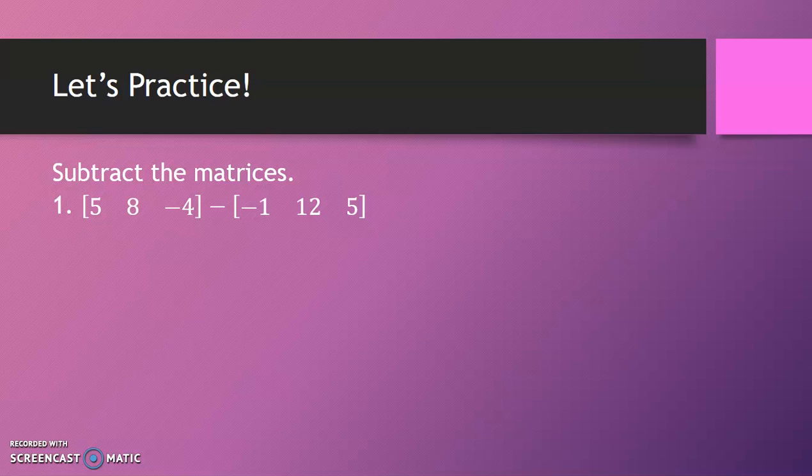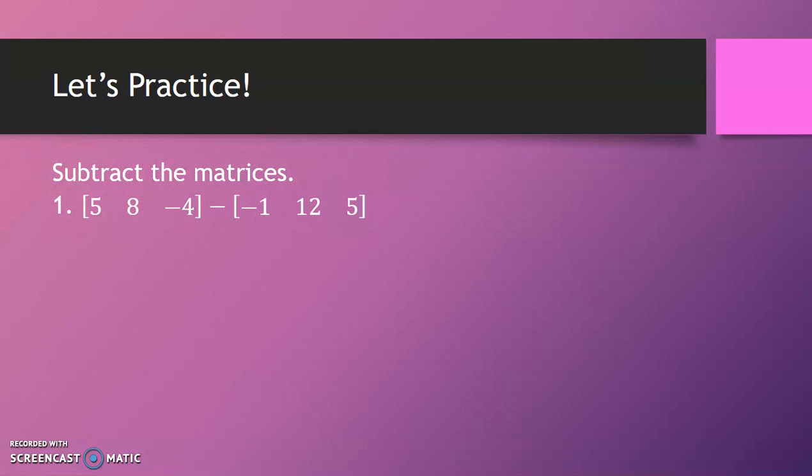For this one, I have the minus sign in the middle for the subtraction, but if you look at the second matrix, you should see that -1. Make sure that when you subtract a negative that you realize that's the same thing as adding a positive, so you can kind of change those signs.